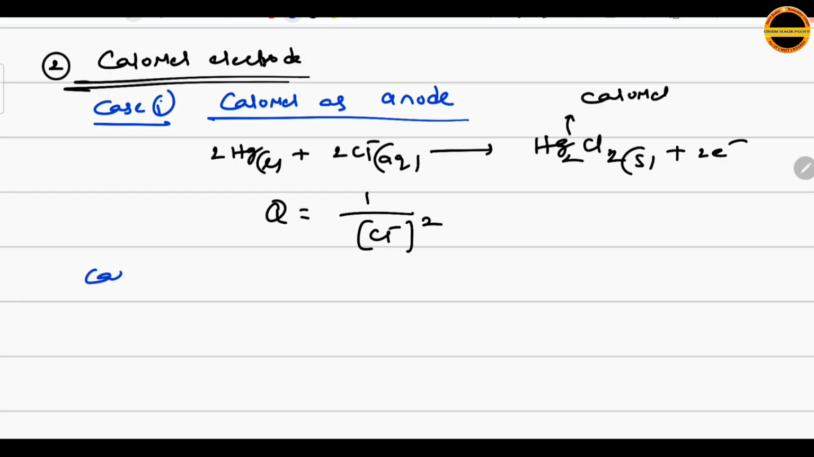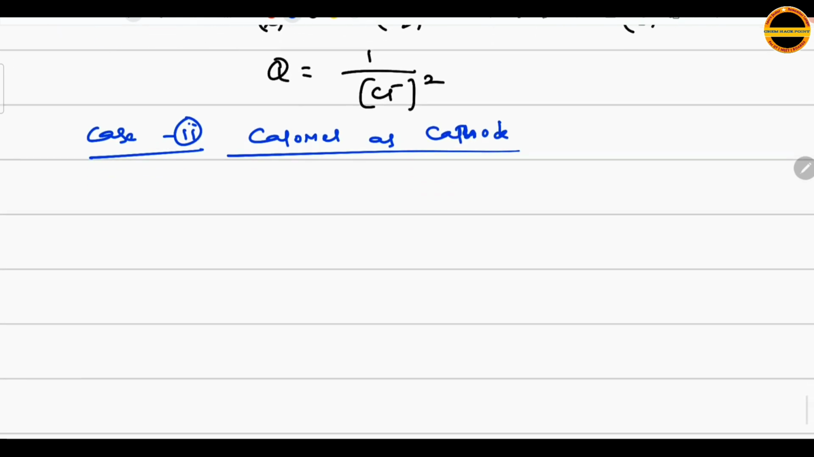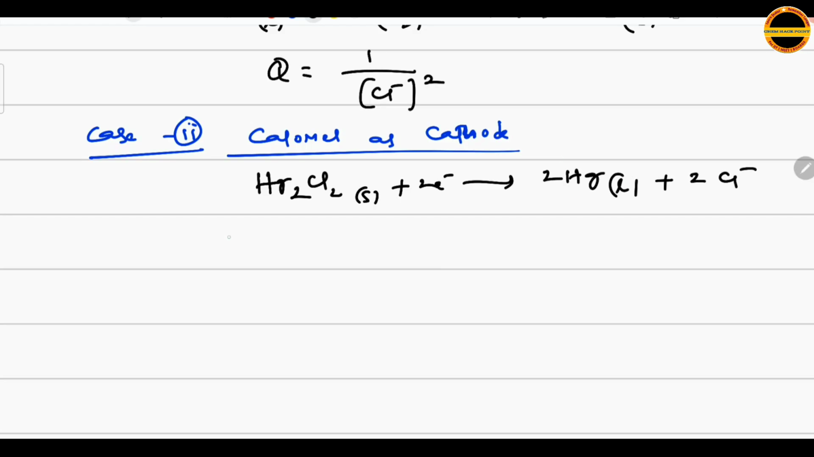Similarly, case 2, calomel as cathode. Just we are changing the reaction. How can we write the cathode reaction? Hg2Cl2, mercurous chloride, solid form, gaining 2 electrons and forming 2Hg in liquid form plus 2Cl minus. So how do we write the Q value? Concentration of Cl minus whole square. Based on that, you will get the SRP and SOP value representation.